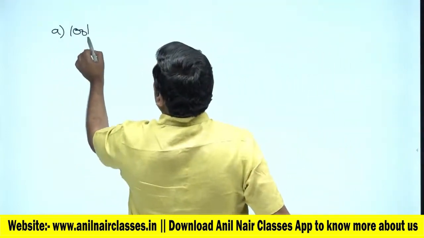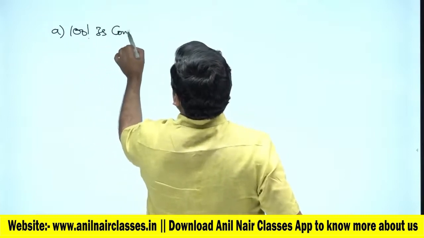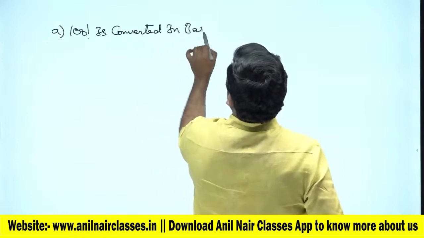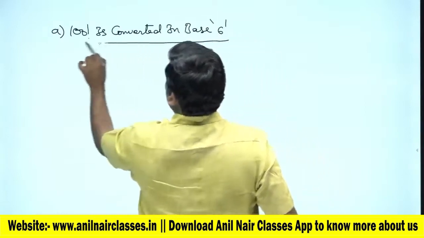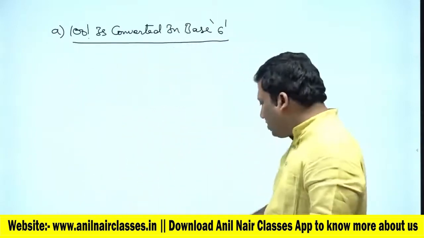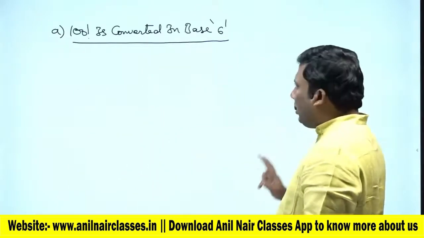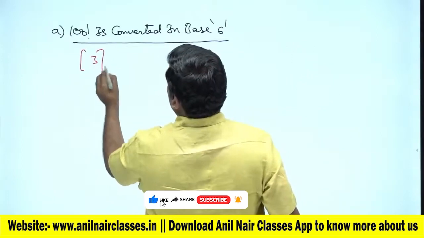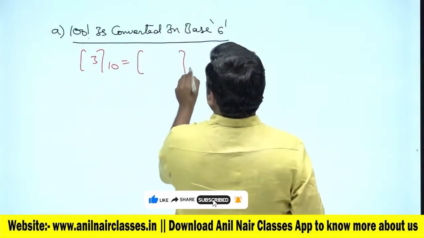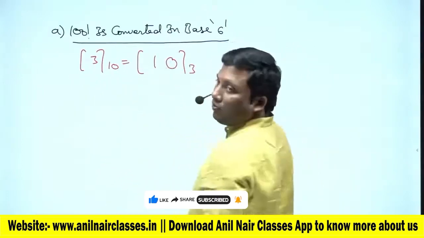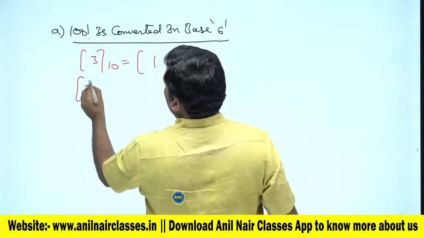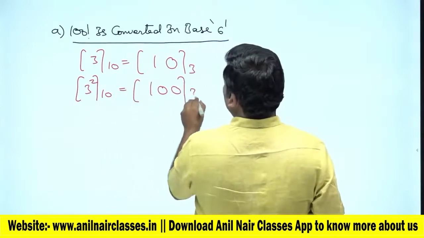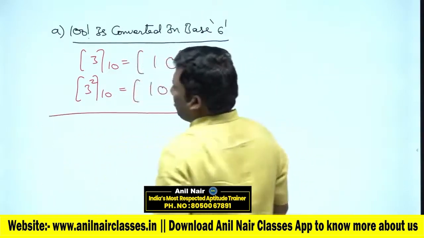100 factorial is converted into base system 6. Very, very interesting question, sir. Most of the students think it is a difficult question, but actually it's an easy question. 3 in base system 10, if I convert into base system 3, it is 1 0. 3 square in base system 10, if I convert into base system 3, it is 1 0.